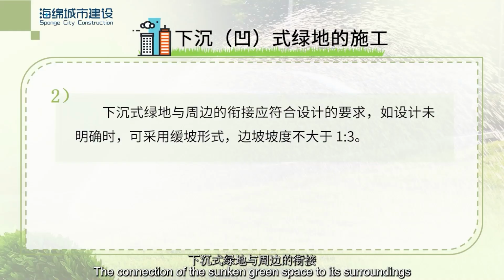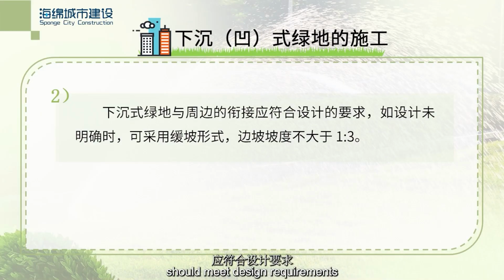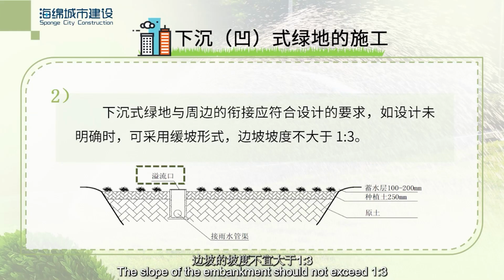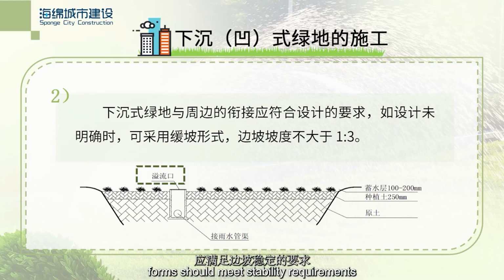The connection of the sunken green space to its surroundings should meet design requirements. If not specified, a gentle slope can be used. The slope of the embankment should not exceed 1 to 3. Other slope protection forms should meet stability requirements.